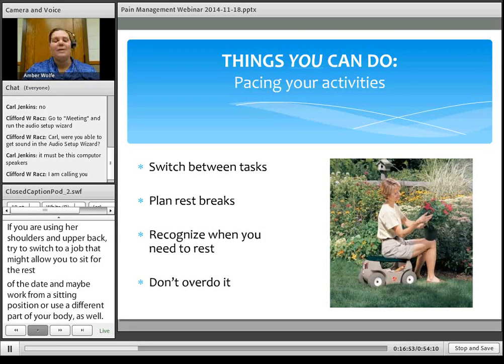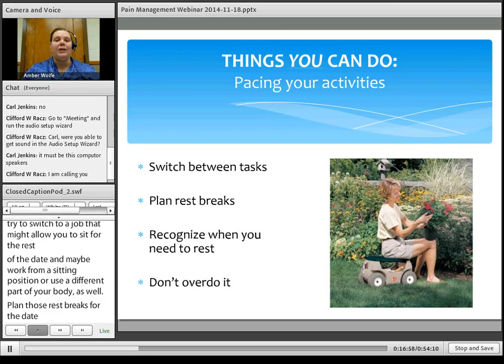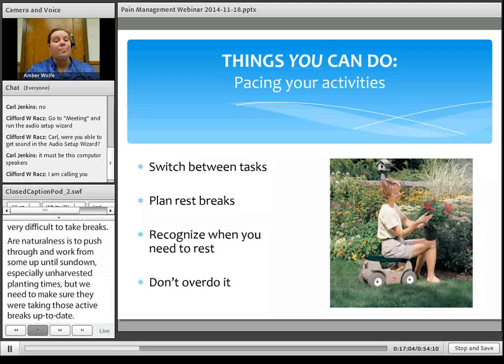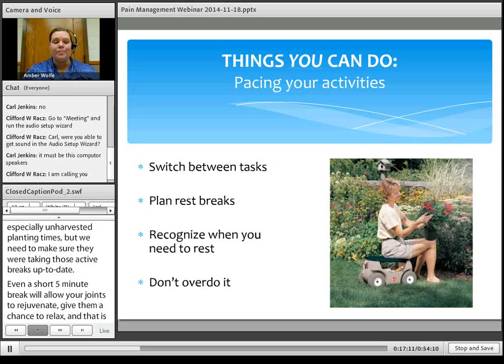But we need to make sure that you're taking those active breaks throughout the day. Even a short 5-minute break will allow your joints to rejuvenate, give them a chance to relax, and that's going to help you control your pain throughout the rest of the day. Some people might need a longer 15-minute break, but again, that's something that you're going to have to work into your own schedule to make sure it's working for you.